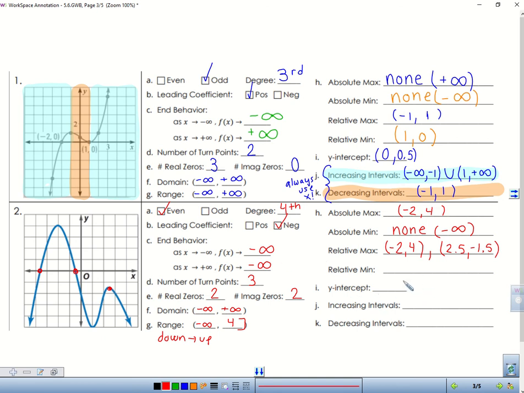And do we have any relative minimums? Yes. What is it? 1, -5. Good. 1 comma -5. So remember, relative minimums are valleys, relative maximums are hills. Now, y-intercept. -2. Good. 0 comma -2. And then we're going to do our intervals.